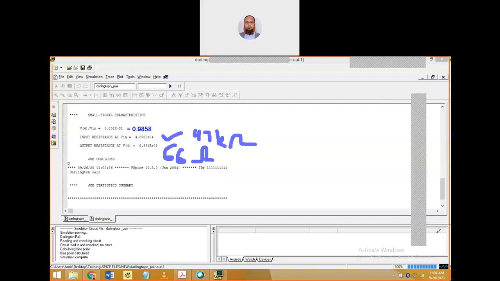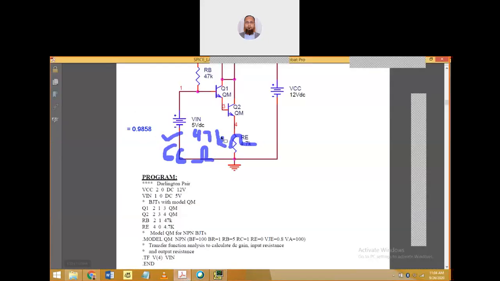So you can see how it came. It means that when we apply any input here, it will see the input resistance as 47 kilo ohm. But the output resistance visible here, although 4.7 is connected here, when we look at the output resistance, or connect something here, the resistance is 66 ohm only.